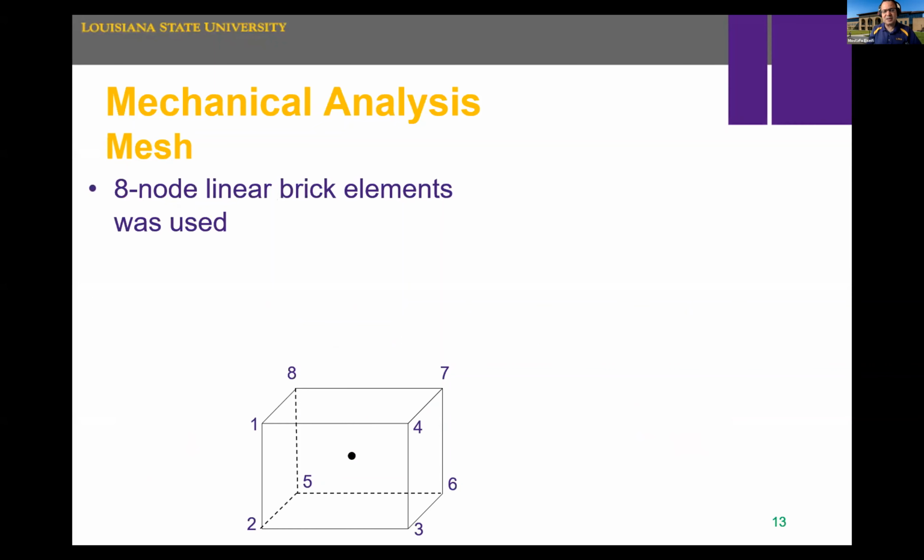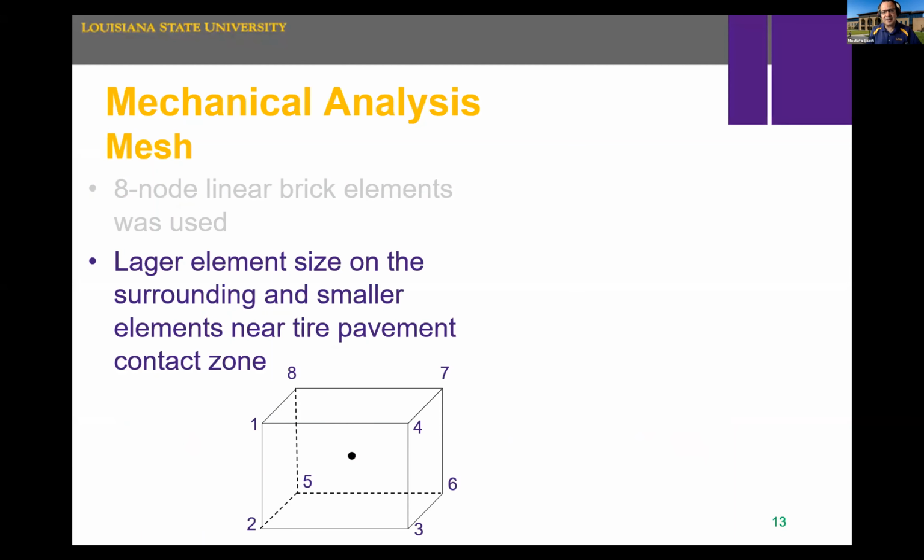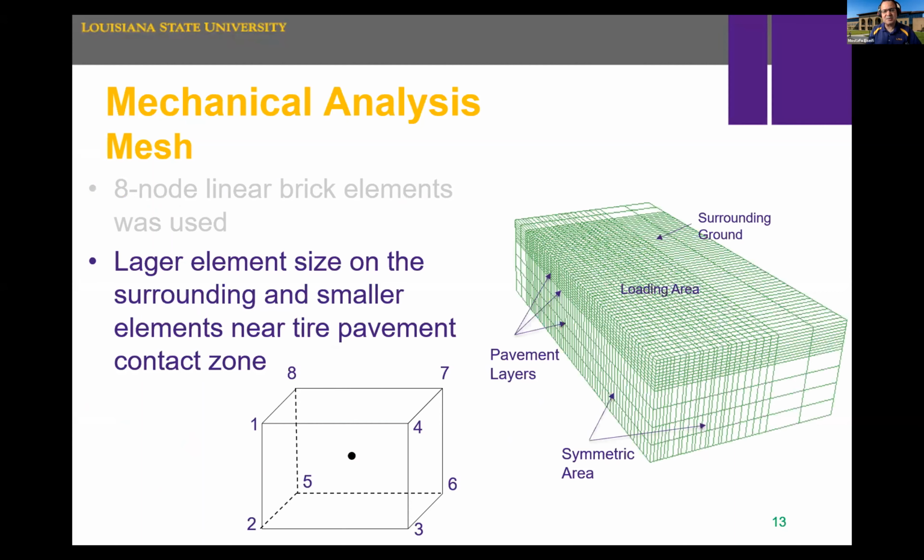With respect to the elements that we use, we use a regular 3-dimensional 8-node brick element to simulate the different layers. And obviously, as it has been done for quite some time, we always try to use smaller elements in areas where you have high stress variation. And in order to reduce the computational time a little bit, we use larger elements as we get deeper into the pavement.